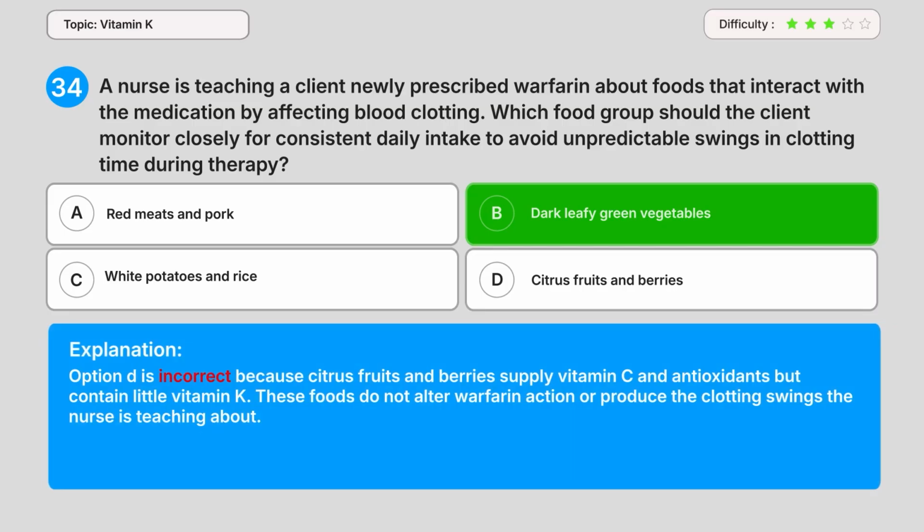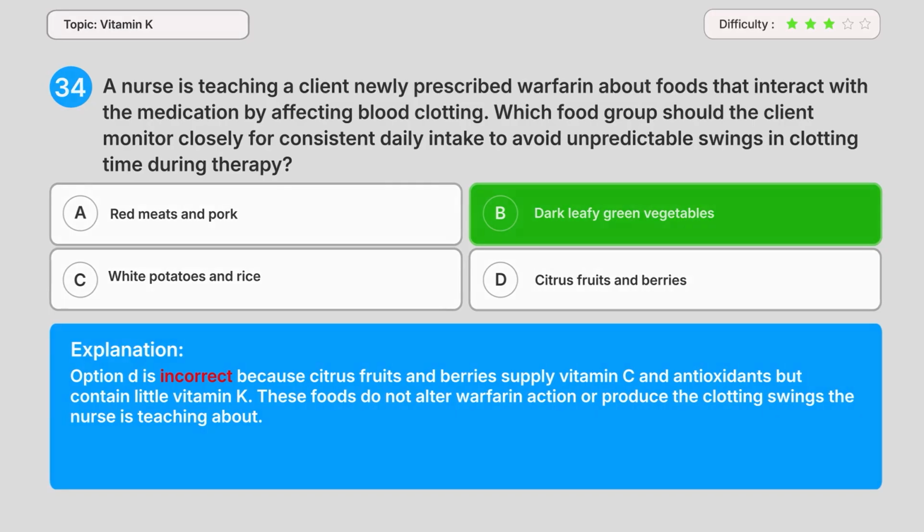Option D is incorrect because citrus fruits and berries supply vitamin C and antioxidants but contain little vitamin K. These foods do not alter warfarin action or produce the clotting swings the nurse is teaching about. Let's work through the warfarin-food interaction teaching point. Warfarin blocks vitamin K, which the liver needs to make clotting factors.